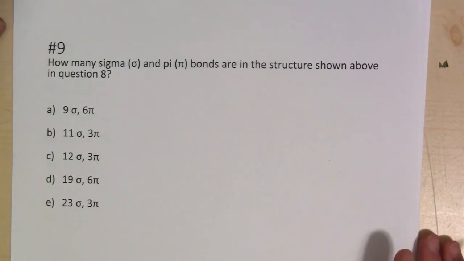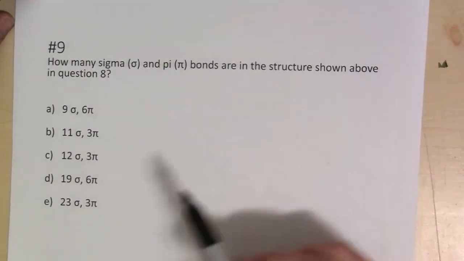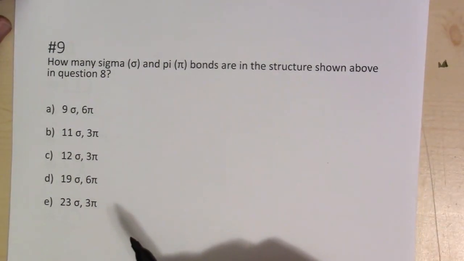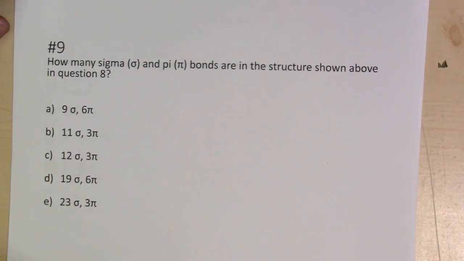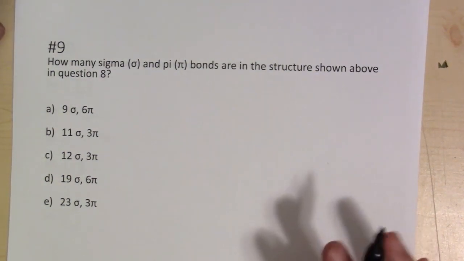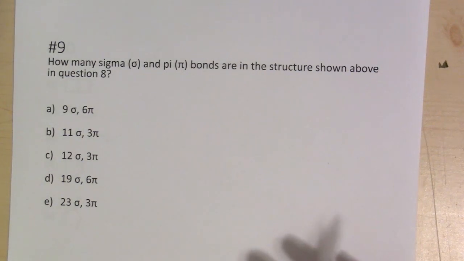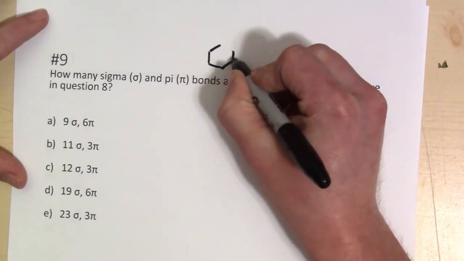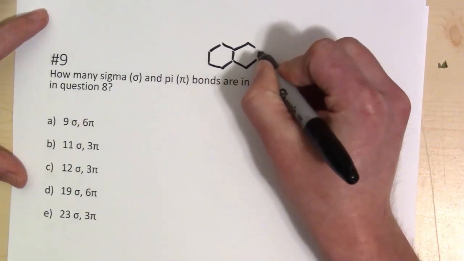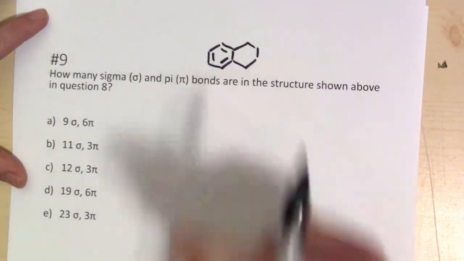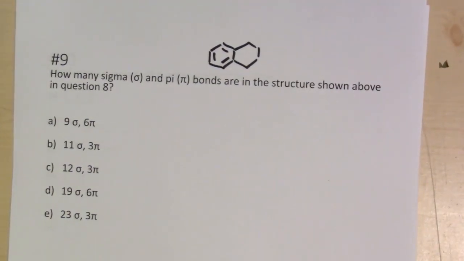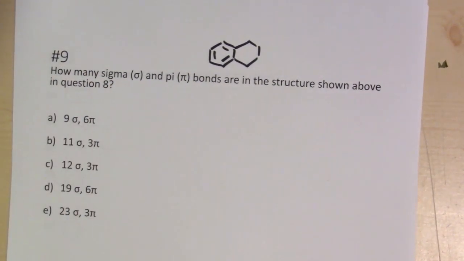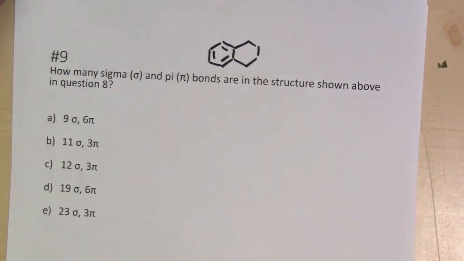So moving to number 9, it refers to the skeletal structure in the previous problem. I won't redraw that just yet, but know that we are going to be using that same skeletal structure. So maybe I'll just draw it small up here. That's the skeletal structure from the previous problem, question 8. And this problem wants to know how many sigma and how many pi bonds are shown in this structure here.